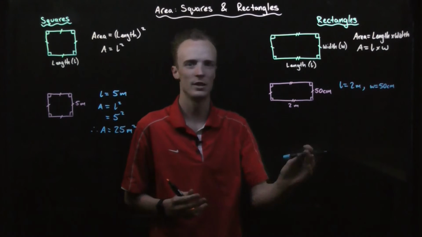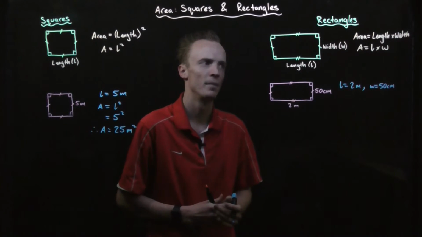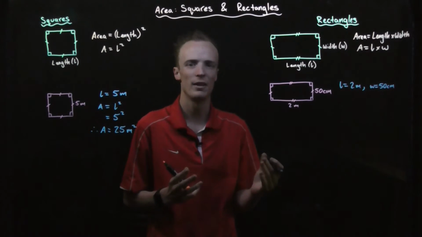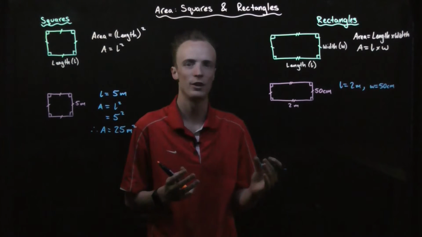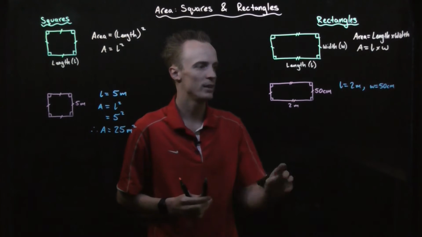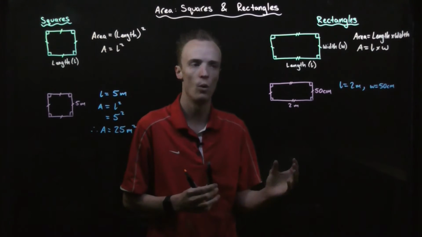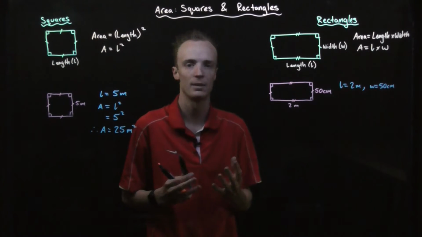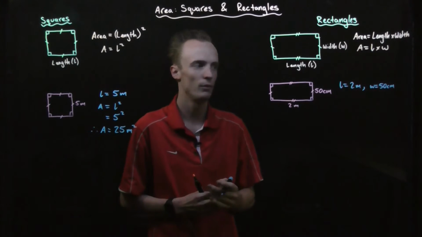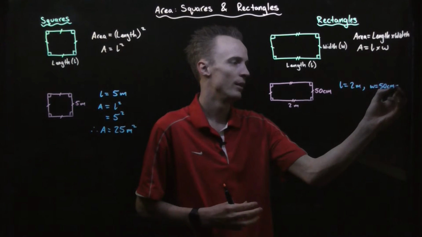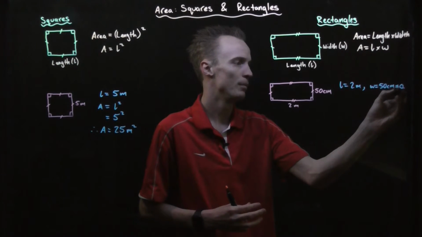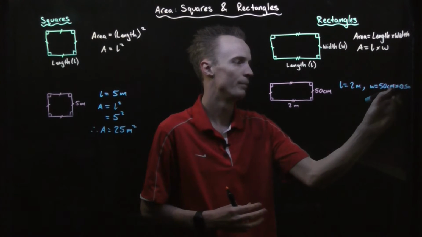However, what I immediately notice is the units aren't the same here. To be able to calculate the area of something, we need to make sure that the units are the same. So we either need to convert this 2 meters to centimeters, or convert the centimeters back to meters. In this case, I'm going to convert the centimeters to meters, so this is equal to 0.5 meters.